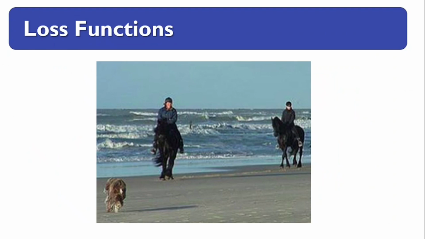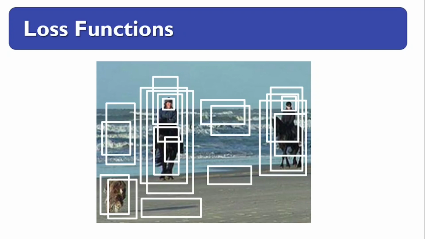Next, let's understand loss functions. There's one thing we need to understand first before going to the loss functions, and that is the ground truth. So let us say we have this image, and these are the region proposals produced by the region proposal network.